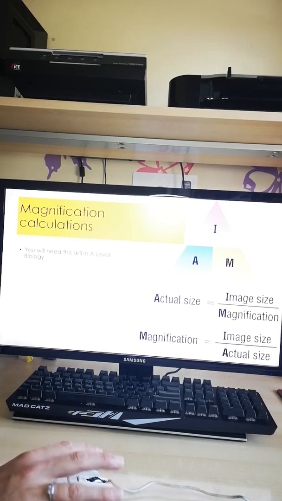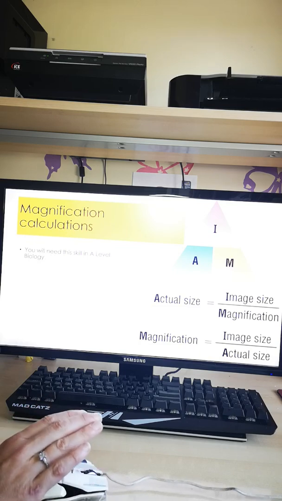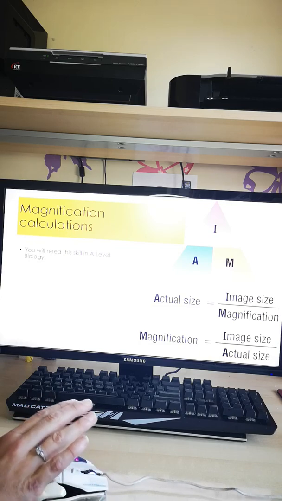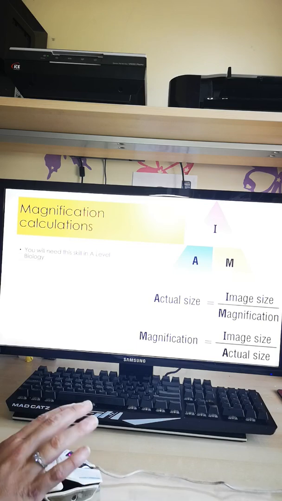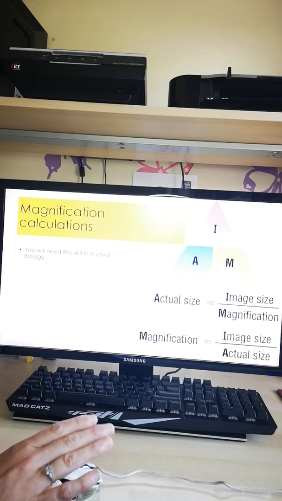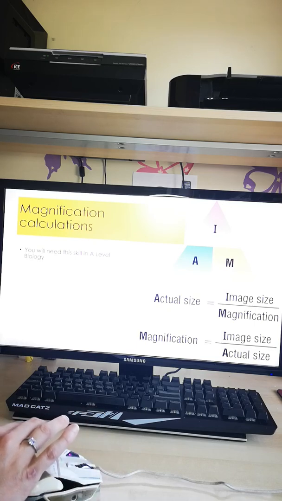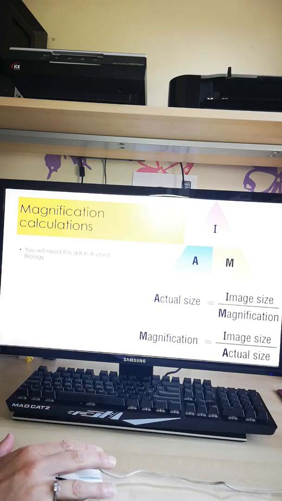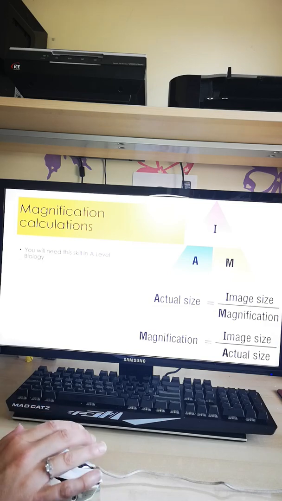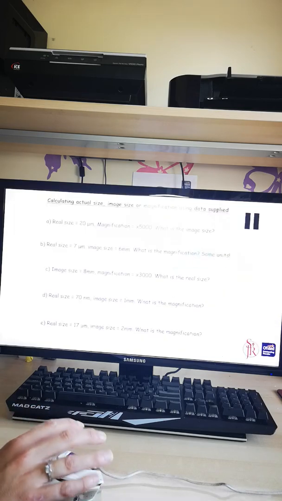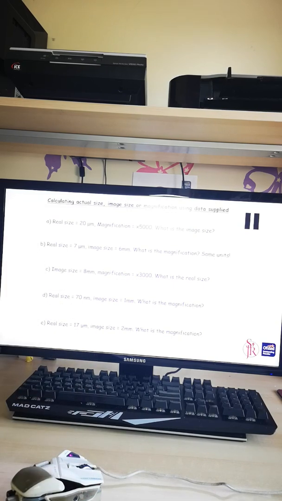I think another thing to remind yourself of is the conversion from micrometers to millimeters and millimeters to micrometers. In each millimeter there are 1,000 micrometers. So if you're in millimeters and you want to get to micrometers, you times by 1,000. If you want to get from micrometers to millimeters, you divide by 1,000. You can either print this out from the PowerPoint or just do it here from the video, but could you have a go at these calculations?